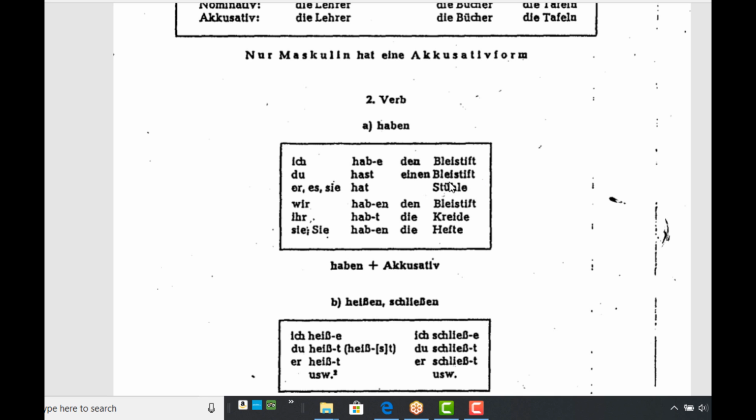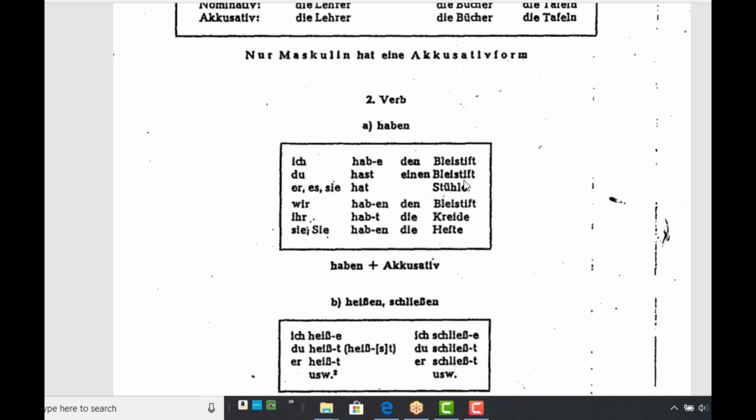So ich habe, let's read this. Ich habe, du hast. Sie hat. Wir haben, ihr habt, sie haben. And just read this sentence. Ich habe den Bleistift. Du hast einen Bleistift.